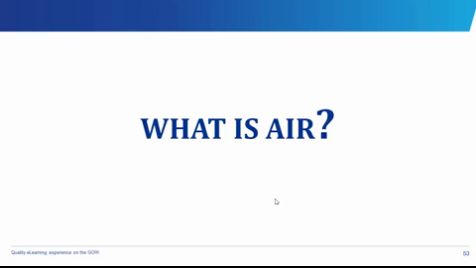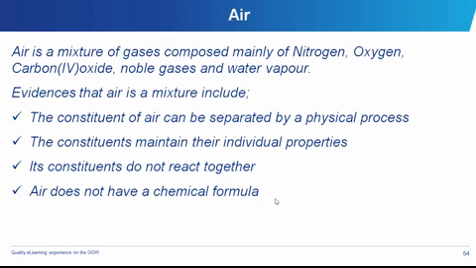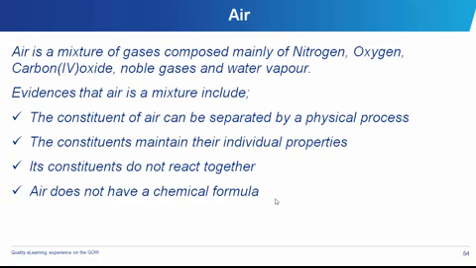What is air? Air is a mixture of gases. It mainly contains nitrogen, oxygen, carbon dioxide, noble gases, water vapor, dust, and other particles. Well, what evidence do we have that air is actually a mixture and not a compound? How do we identify a mixture from a compound? That's the first question you should ask yourself.